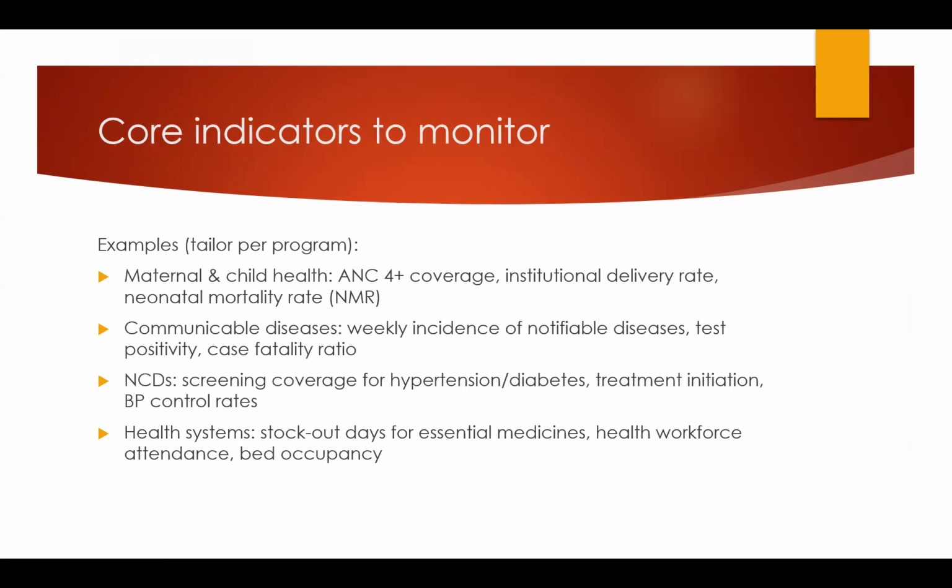Then we have core indicators to monitor. For example, maternal and child health: ANC 4 plus coverage, institutional delivery rate, neonatal mortality rate. For communicable diseases, we have weekly incidence of notifiable diseases, test positivity, case fatality ratio. For NCDs, there are screening coverage for hypertension or diabetes, treatment initiation, BP control rates. Similarly, for the health system: stock out days for essential medicines, health workforce attendance, or bed occupancy rates.